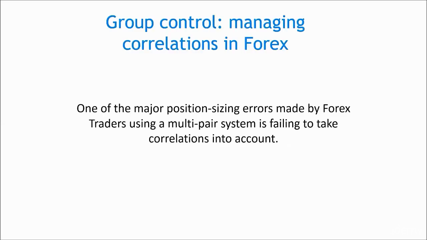Group control, managing correlations in Forex. One of the major position sizing errors made by Forex traders using a multi-pair system is failing to take correlations into account. No currency is an island. You may find that all your USD trades go against you at one time, for example. Correlations make selecting your system's pairs critical to how you construct your position sizing algorithm. If you want to hold multiple correlated currency pairs, then you may need to trade smaller sizes than if you hold a limited number of less correlated instruments.